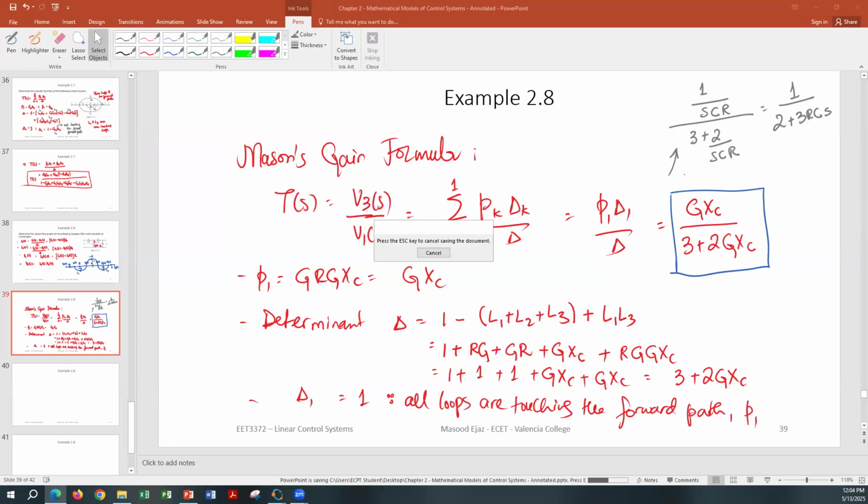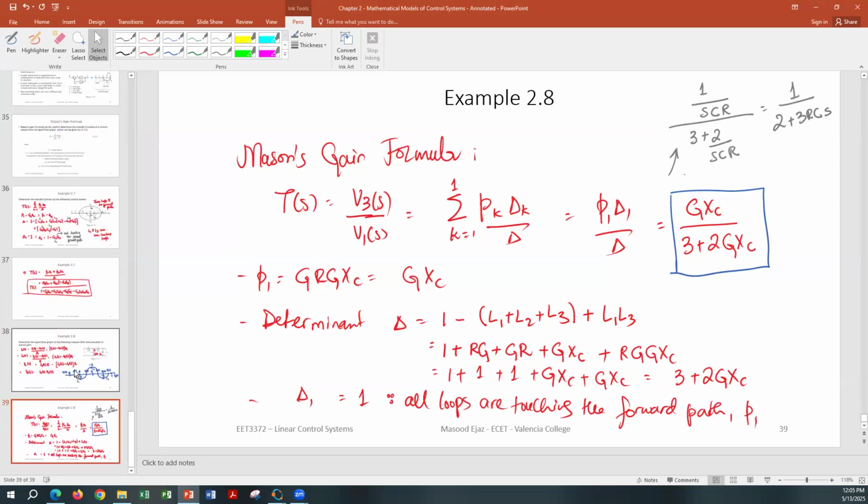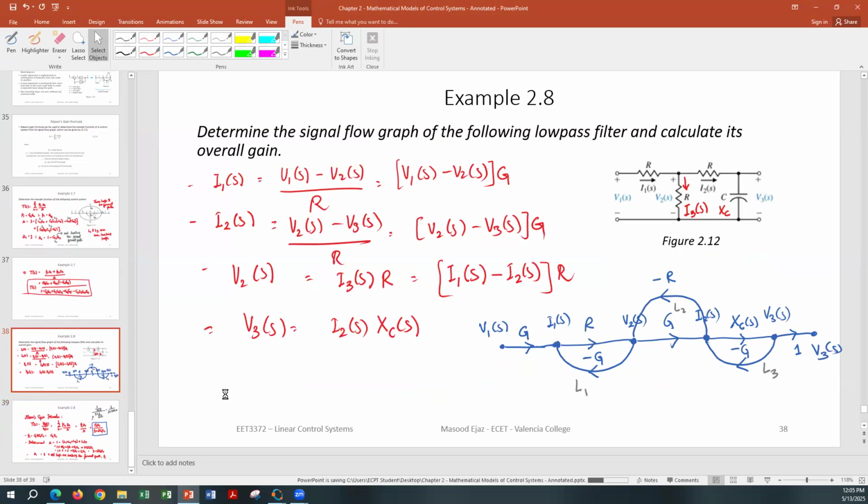All right, guys, any question about this? Good. So once again, generally, if you read the signal flow graph correctly, it's rather easier to get the transfer function from a signal flow graph, even for a very complicated block diagram. All right, any other question about this?